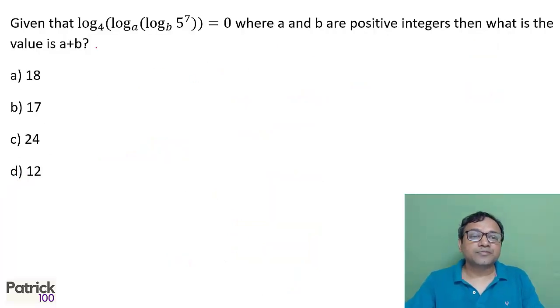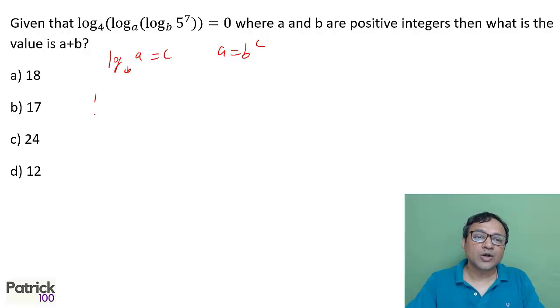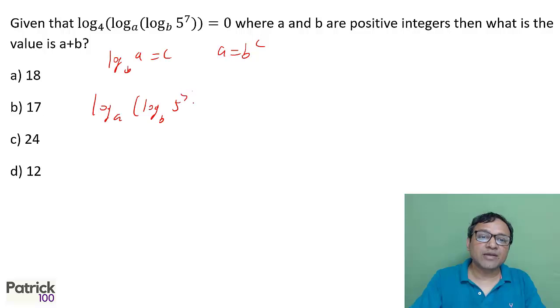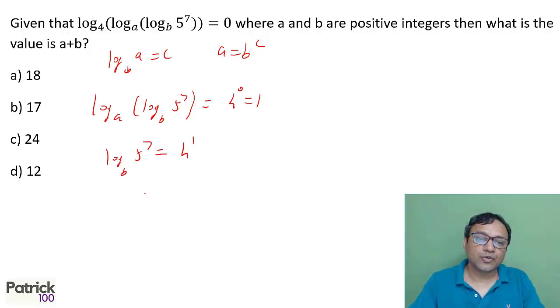Out here, you can use the formula: log of a to the base b equal to c means a is equal to b raised to c. Using that, what you get out here is log of base a, log of base b, 5 raised to 7 is equal to a raised to 0, which is 1. So log of base b, 5 raised to 7 will be a raised to 1, which is a. So 5 raised to 7 is b raised to a.